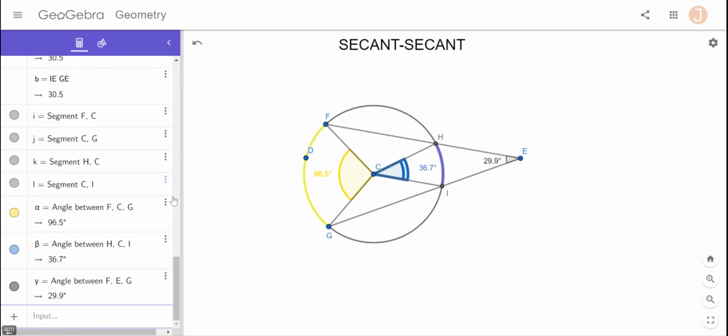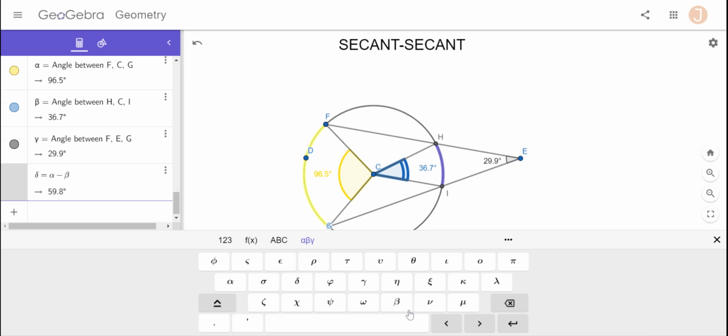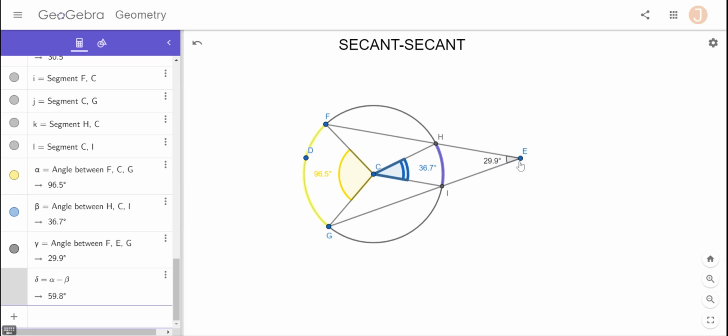Now, last time with the tangent angle, we looked at a difference of those two arc measurements. So let's do that again and see exactly what happens. Remember, we've got to use our Greek letters here, and it looks like it's going to be this alpha minus this beta here. So we'll go into our Greek alphabet and say alpha minus beta and see what happens. Oh, it's 59.8, but that's really close to this 29.9.